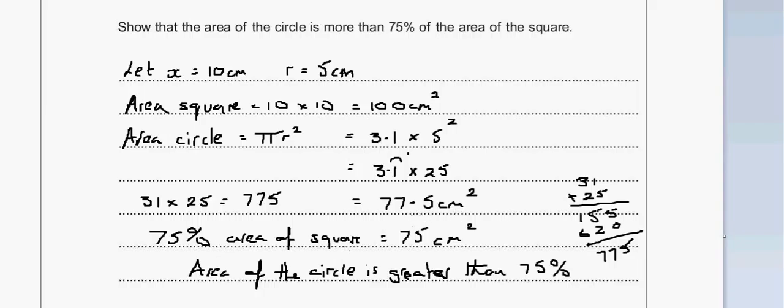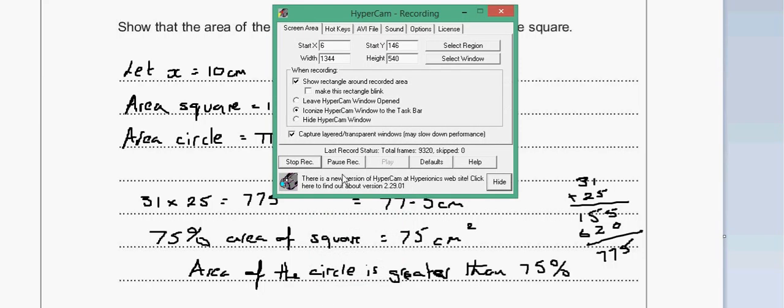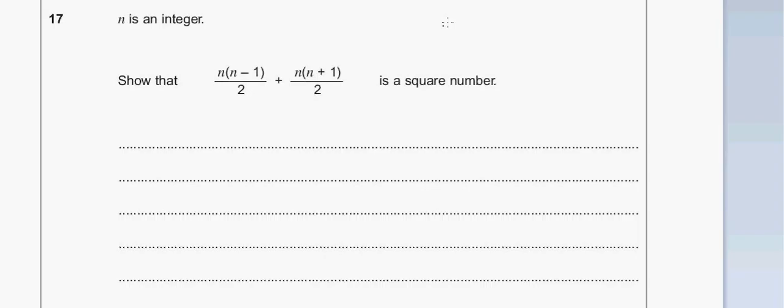Okay, I hope that's made it a little bit easier, and we'll move on to the next question. Okay, so we have 17. N is an integer, so an integer is a whole number. So it says show that this is a square number. Okay, so if n is an integer and this is a square number, then we should end up with n squared.